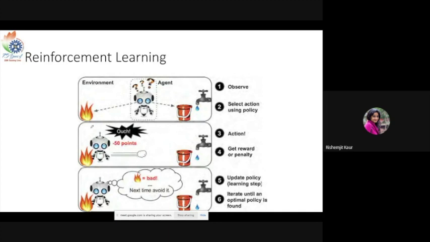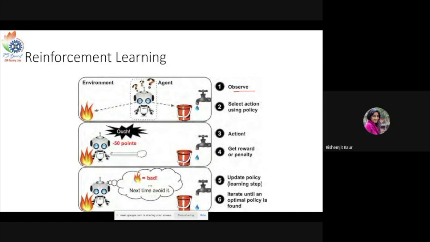For example, here we have an environment where if the agent moves towards maybe the left-hand side, it will get burned with the fire, and if it moves towards this, it could move towards the water, right? So the very first thing that the agent does is observe the environment, and then select an action using the policy.